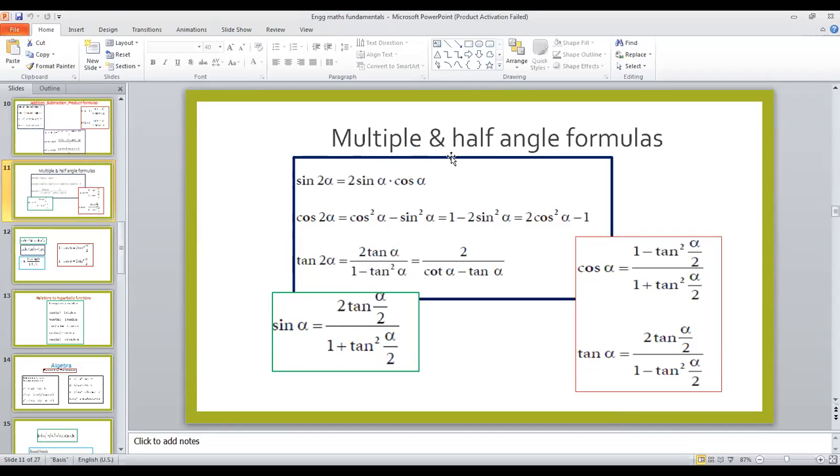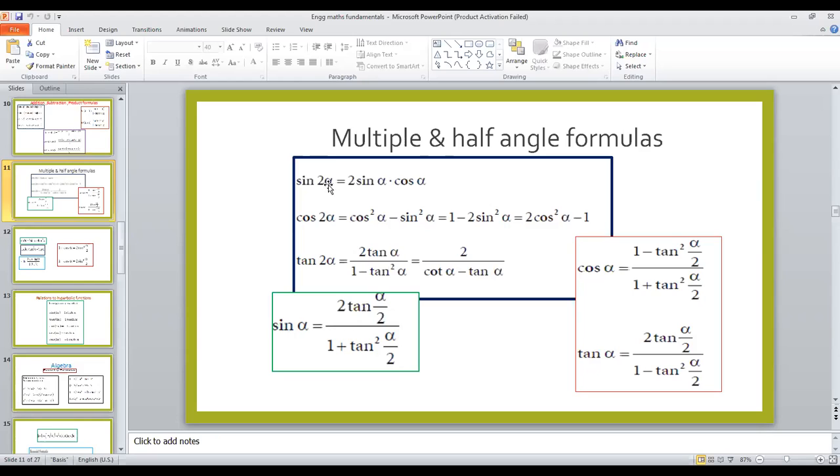Okay, see the next. Multiple and half angle formulas. If you know the addition and subtraction formulas for trigonometry ratios, with respect to that, we can find the multiple and half angle formulas. Sine of 2 alpha: this formula is to be obtained by using the addition formula. If you do not remember that formula, we can construct it within a fraction of a second.